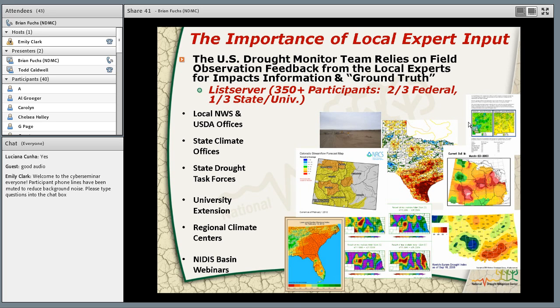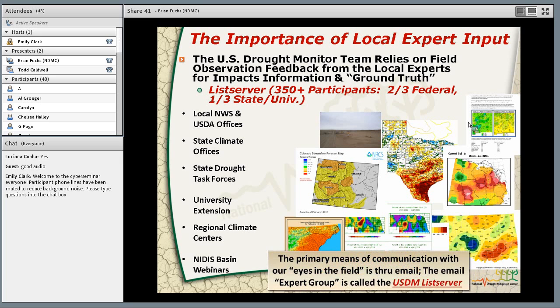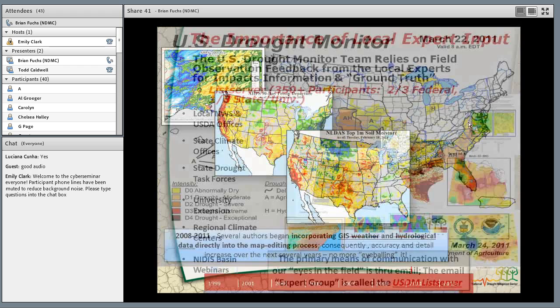And we can see some of them like the radar-based precipitation product out of Texas, or the data from the Oklahoma Mesonet or the Nebraska Mesonet, the Midwest Soil Moisture Model from the Midwest Regional Climate Center, and so on. So a lot of these groups have developed data specifically to feed into the weekly work that we're doing with the Drought Monitor, which again has been very helpful. And again, we communicate all this through the list server that we have.